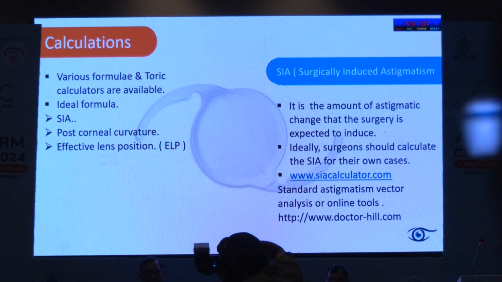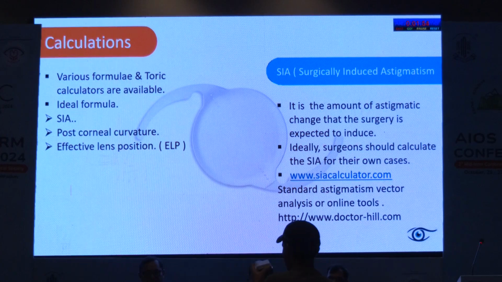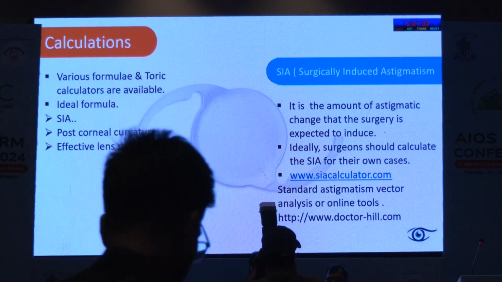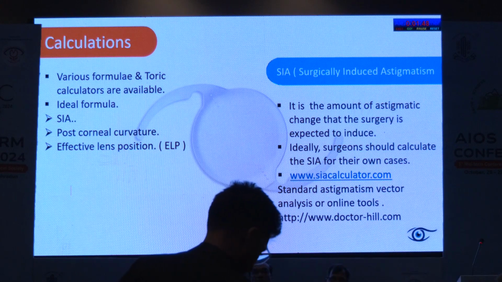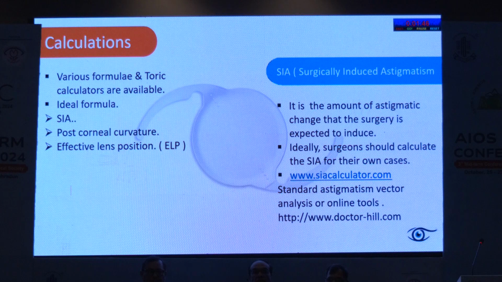So both anterior and the posterior cornea measurements nowadays can be done in most of the latest biometers, and these ideal formulas will include the SIA, the posterior corneal curvature, and the effective lens position. The SIA, most of us know our SIA, and it is the amount of astigmatism that we will be leaving after the surgery. And usually in the micro-incisional cataract surgery that we do nowadays, it's about 0.1 to 0.2, or we can go ahead and calculate it on this website, that is crcalculator.com.